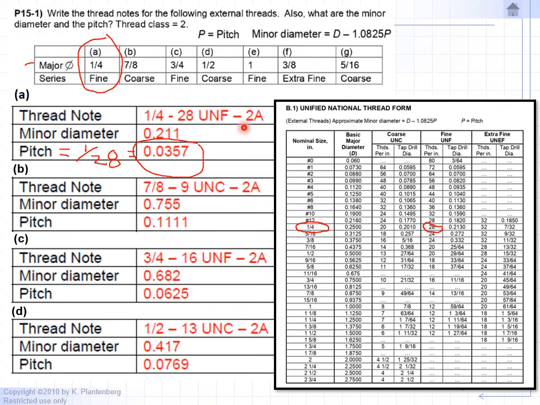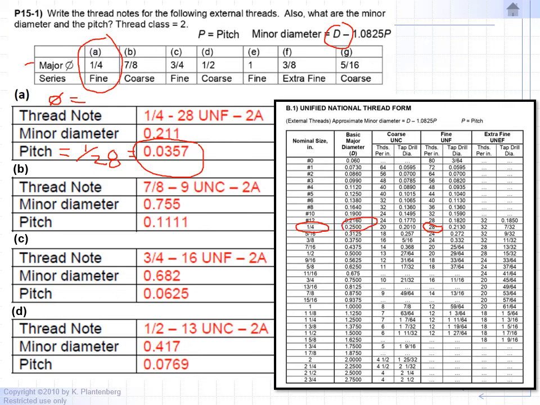All right, so now let's calculate the minor diameter. For the minor diameter, we're going to use this formula. Minor diameter equals major diameter minus 1.0825, that's our constant, times the pitch. So how do we calculate the minor diameter for problem A? All right, so let's do some math. Minor diameter equals the major diameter. So here's the major diameter. Major diameter is 0.25.